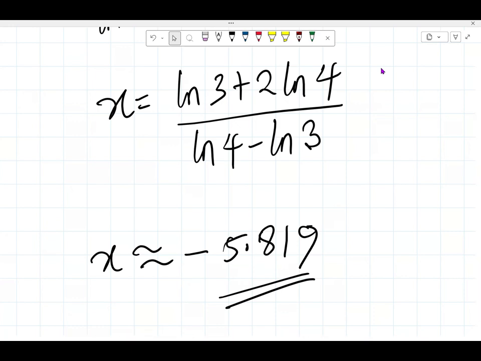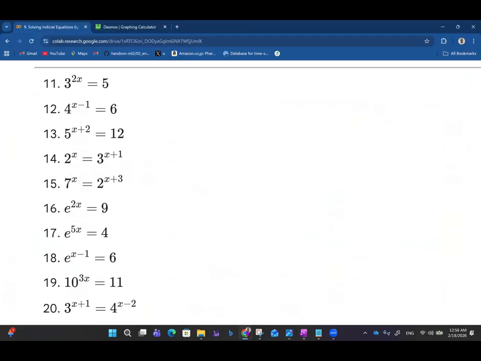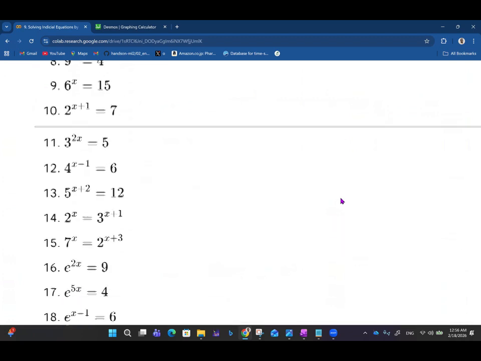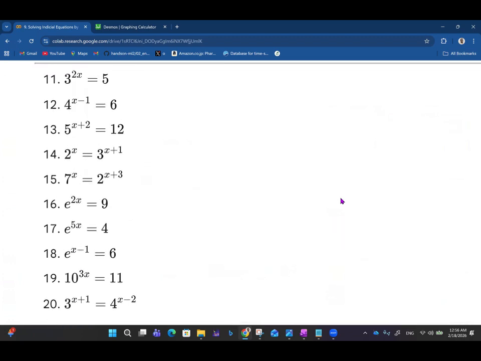All right, so with this, I come to the end of this video. So don't forget to try your hands on the exercise. This is 1 to 10, and then this is 11 to 20. Let me know how helpful this is for you.